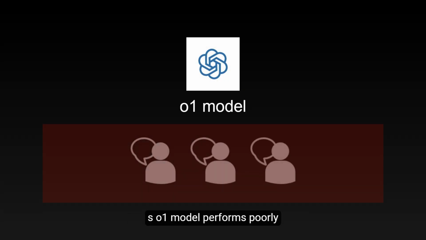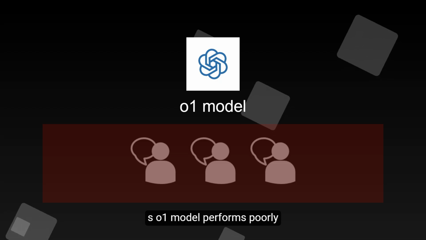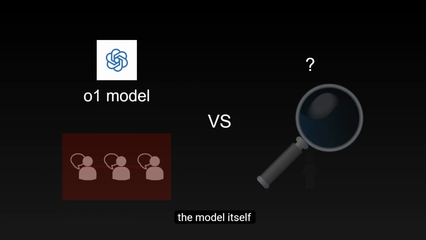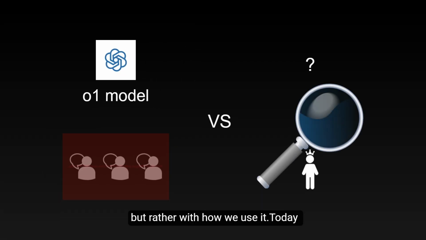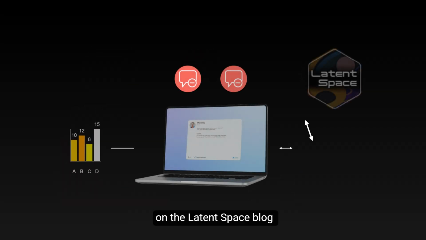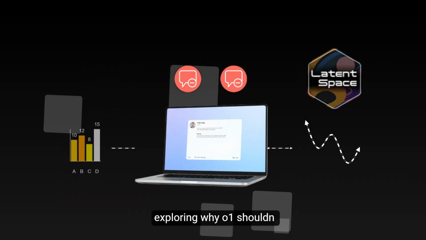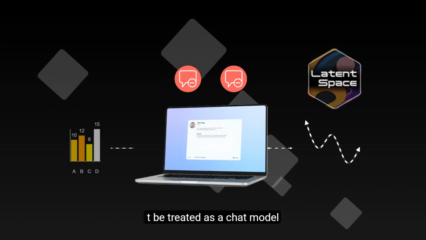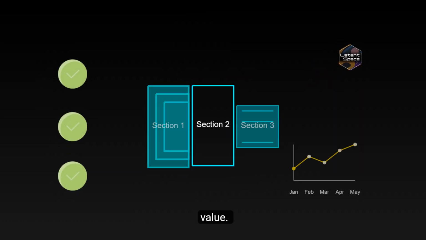Let's start with an interesting point. People might complain that OpenAI's O1 model performs poorly, but the issue might not lie with the model itself, but rather with how we use it. Today's content comes from an analysis on the Latent Space blog, exploring why O1 shouldn't be treated as a chat model, and how to properly leverage its value.